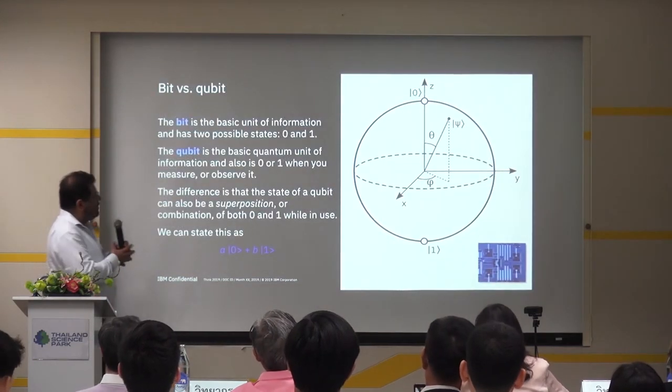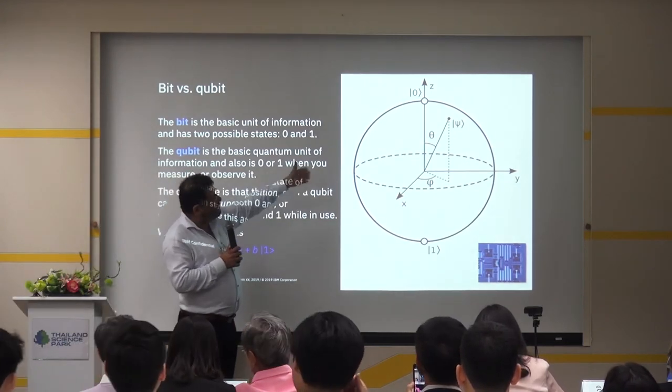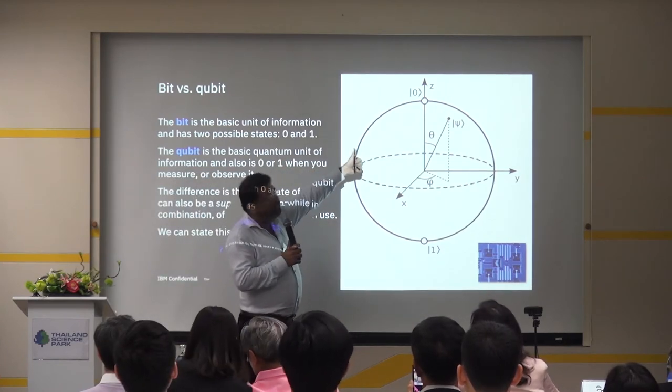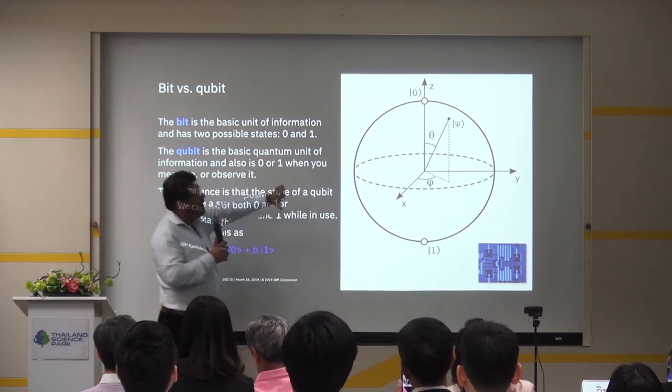So generally, like I mentioned, the difference between a bit and a qubit, as you can see here, is just what you see here. On a classic bit, it's 0 and 1. So you can see here on the top, North Pole, it's 0. On the bottom, South Pole, it's 1. But with quantum computing, I can have a combination of both.